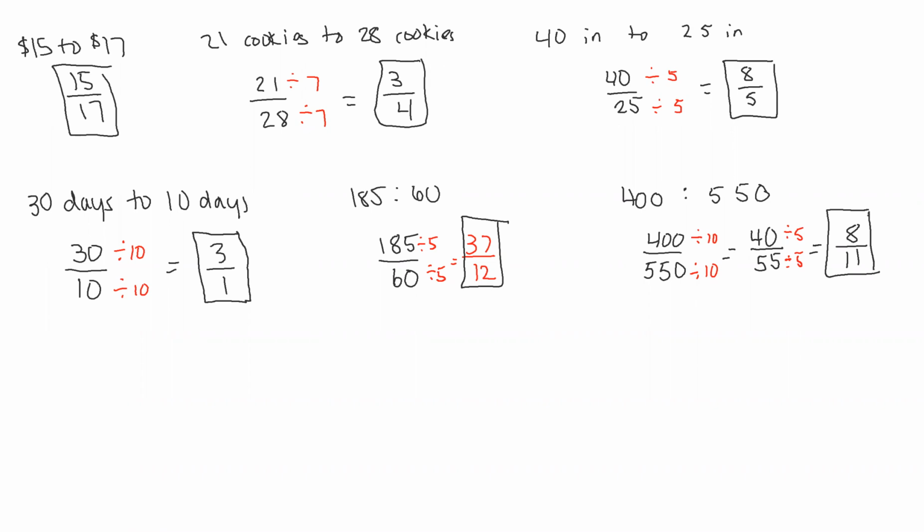So whatever we're dealing with, let's say we were dealing with dollars. For every $400 in one set, there are $550 in the next set. If we simplified that, we could say for every $8 in the first set, there were $11 in the second set.